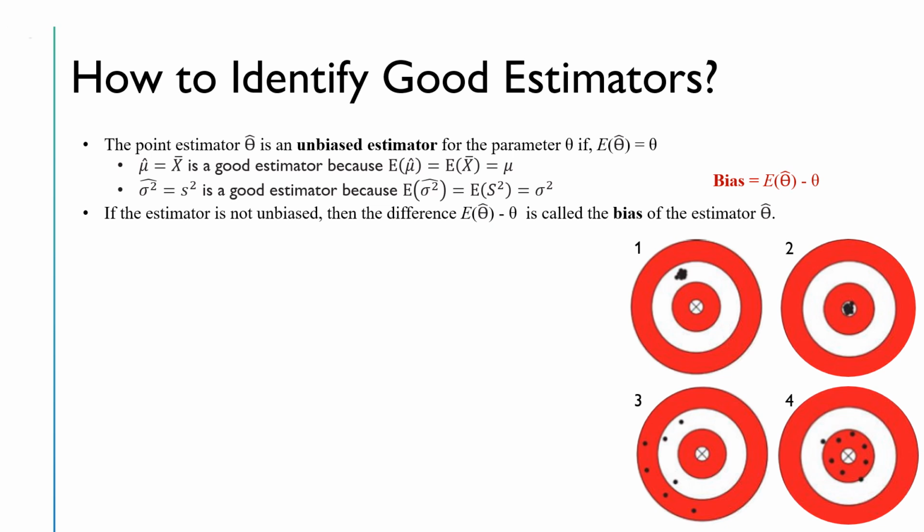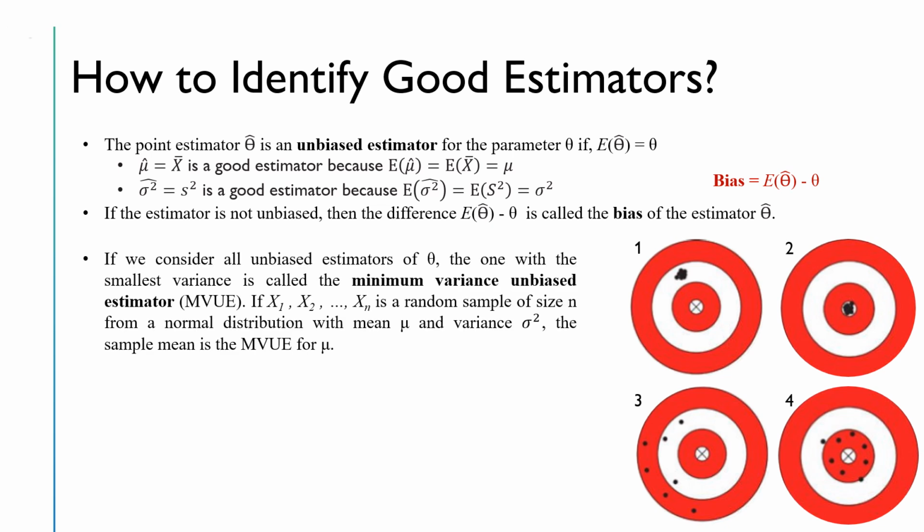If the estimator is not unbiased, the difference between its expected value and the true parameter is called the bias of the estimator. For example, if the expected value of the estimator is greater than the true parameter, it consistently overestimates the parameter. While unbiased estimators are desirable because they are accurate on average, a biased estimator can still be useful if the bias is small and the estimator has other advantages, such as lower variability.